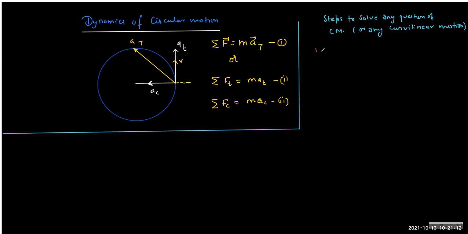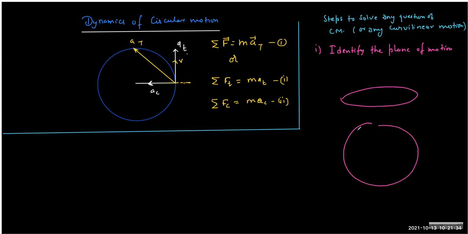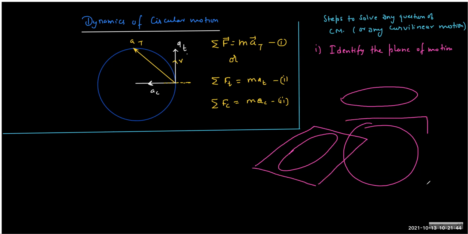The first step is to identify the plane of motion. When you look at a particle performing circular motion, it can be a horizontal plane, a vertical plane, an inclined or tilted plane, so it can be any random plane. The idea is that when you describe a circular motion, you need to be very sure what the plane is in which things are happening.